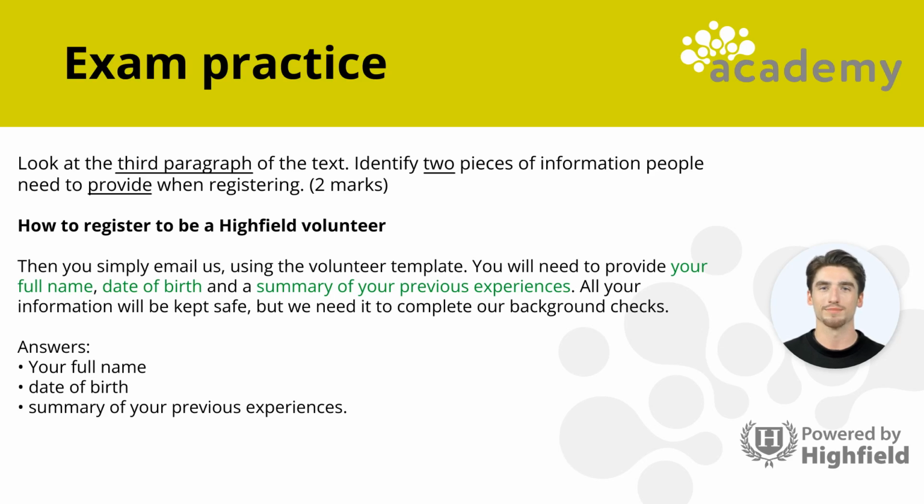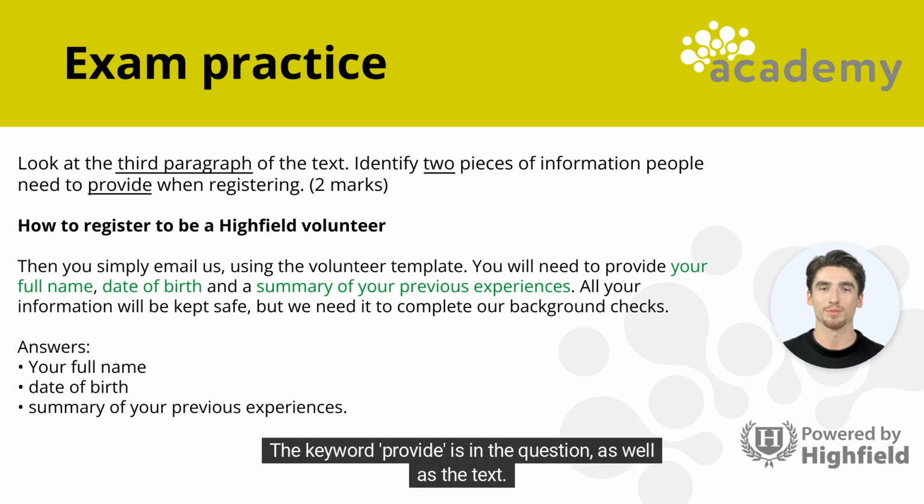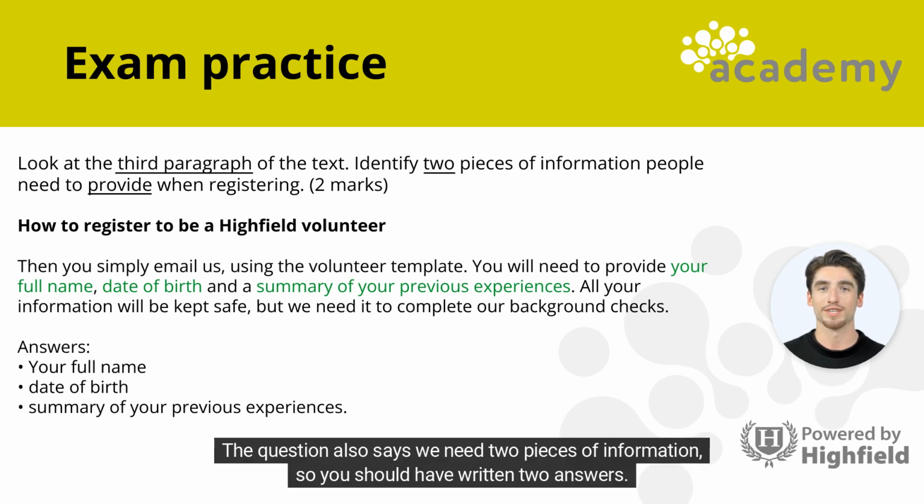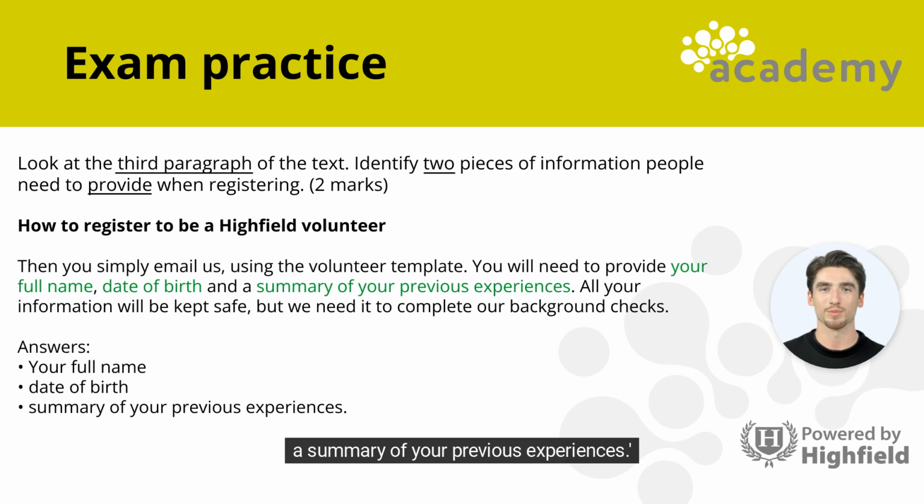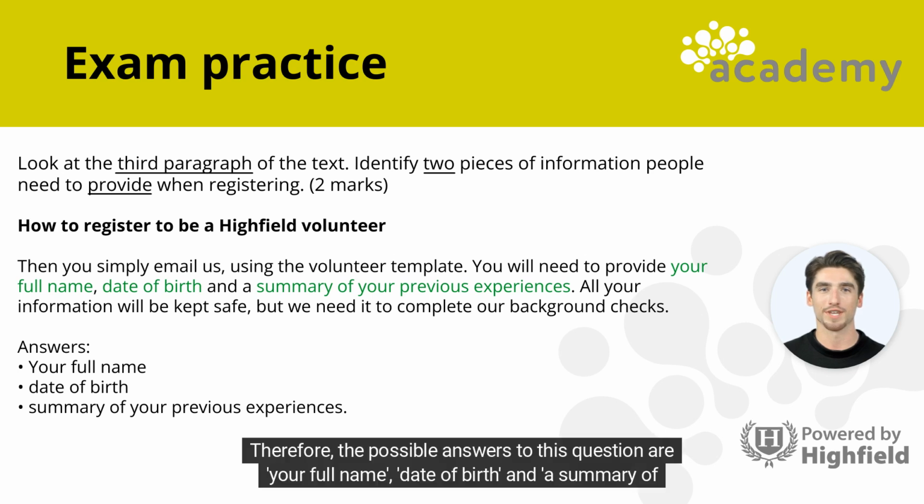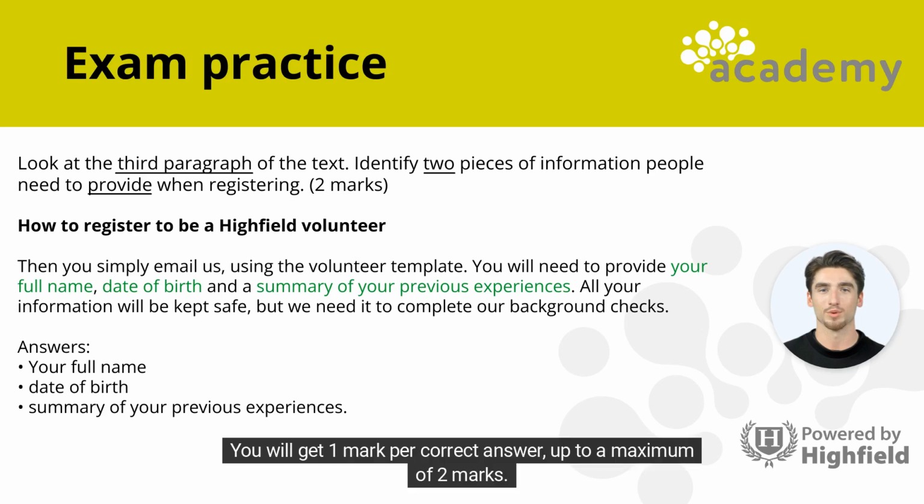Let's check your answer. The question says to look at the third paragraph, so your answer must come from this section. The keyword provide is in the question, as well as the text. The question also says we need 2 pieces of information, so you should have written 2 answers. The second sentence in the text states that you will need to provide your full name, date of birth, and a summary of your previous experiences. Therefore, the possible answers to this question are your full name, date of birth, and a summary of your previous experiences. You will get 1 mark per correct answer, up to a maximum of 2 marks.